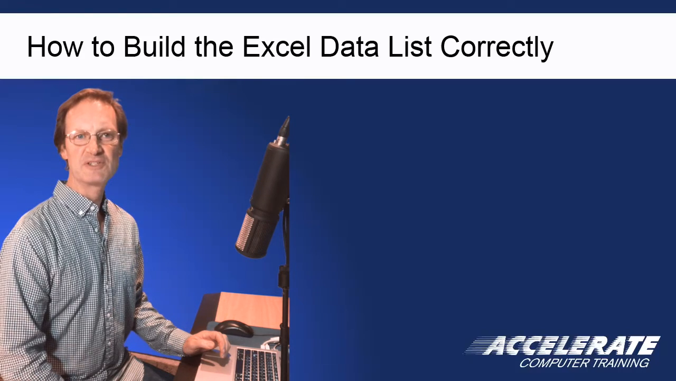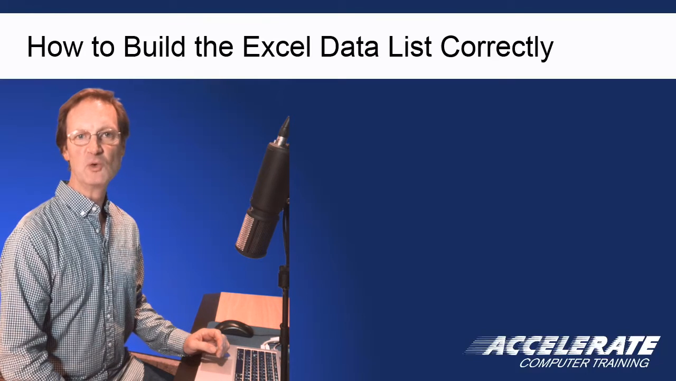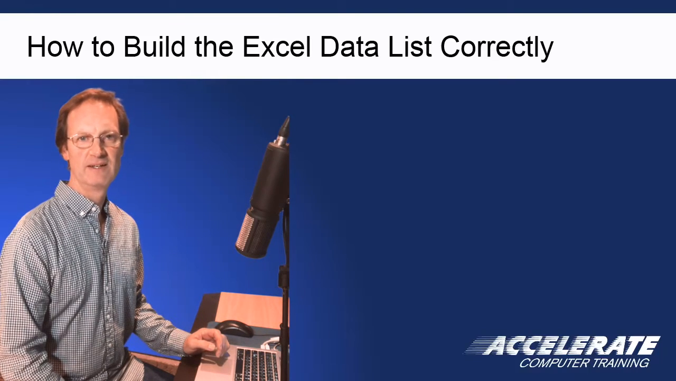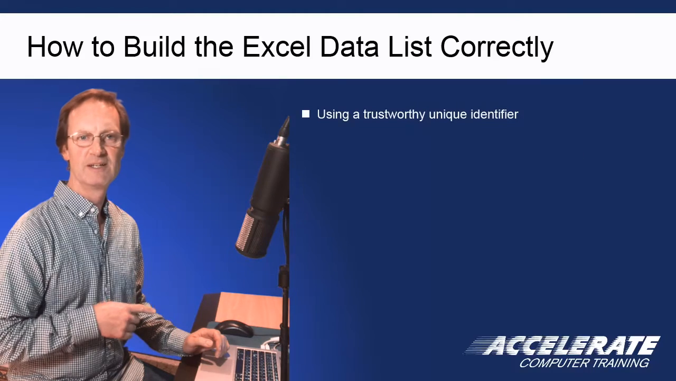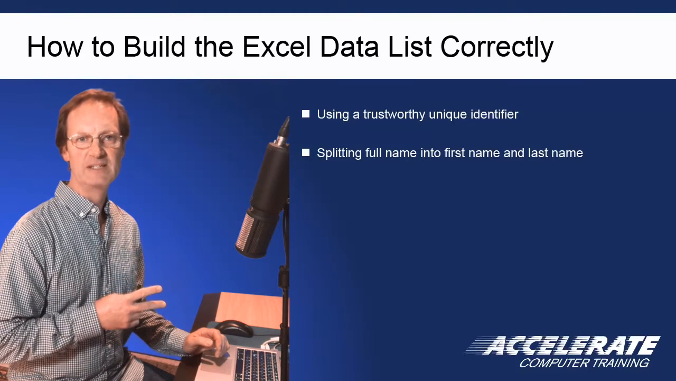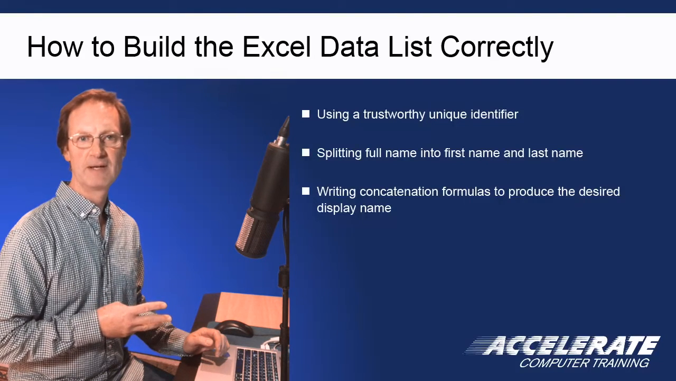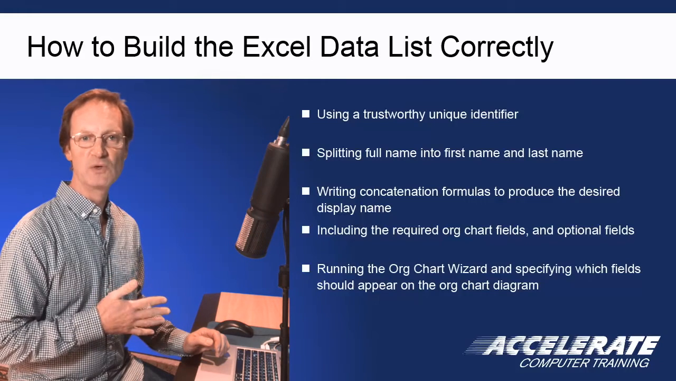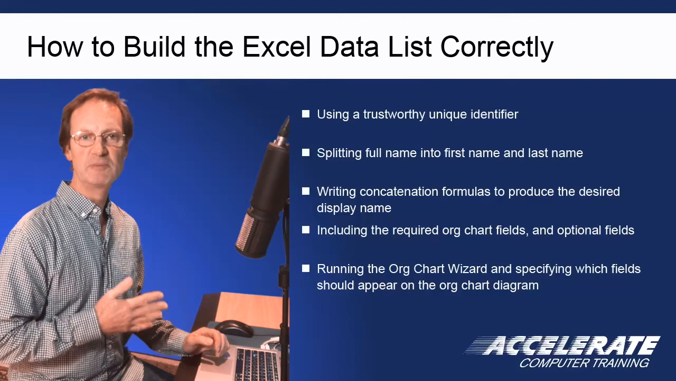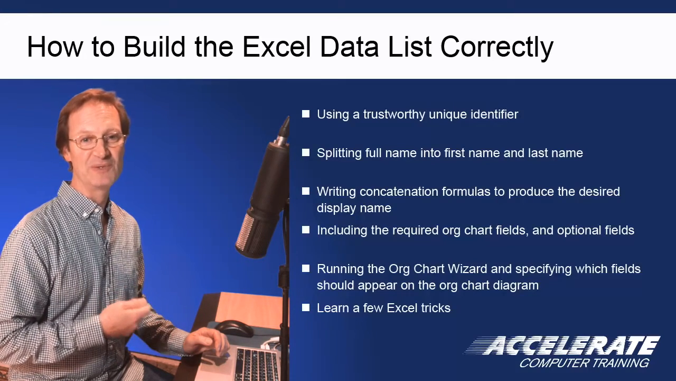In this series of videos, I'm showing you how to use the Microsoft Visio Pro 2019 desktop app to build org charts that are linked to Excel data. This video will teach you how to build the Excel employee data list correctly, including using a trustworthy unique identifier, splitting full name into first name and last name, writing concatenation formulas to produce the desired display name, including the required org chart fields and optional fields, and running the org chart wizard and specifying which fields should appear on the org chart diagram. And you may just learn a few Excel tricks along the way.